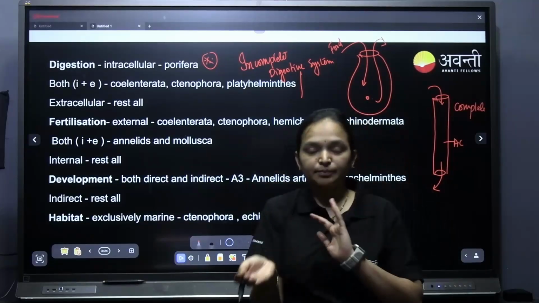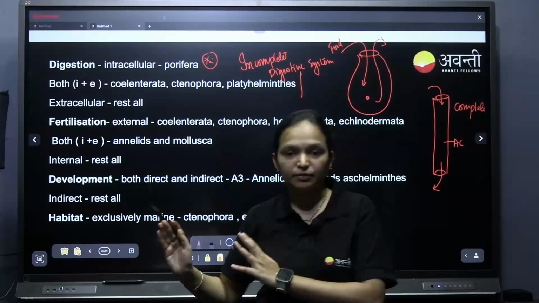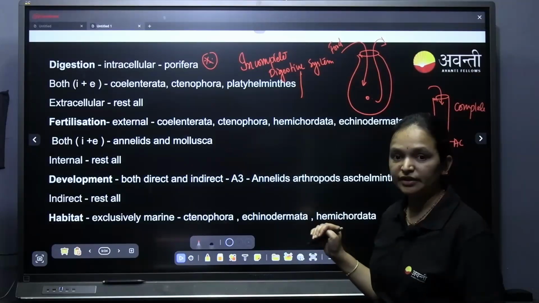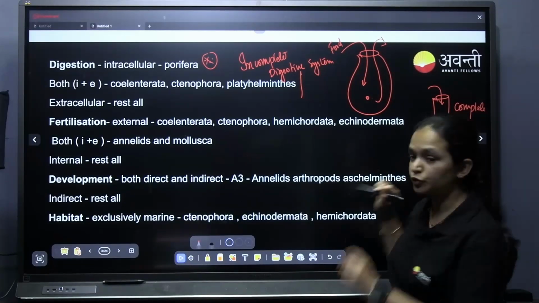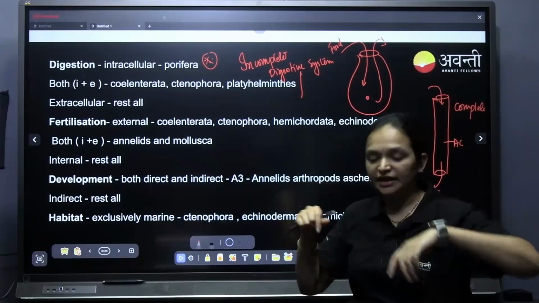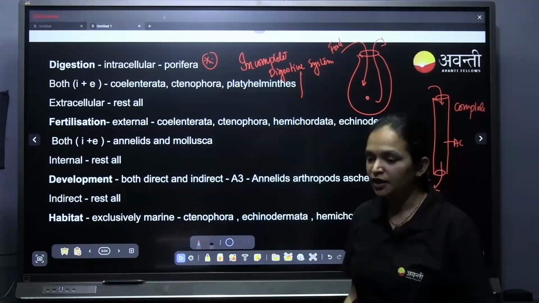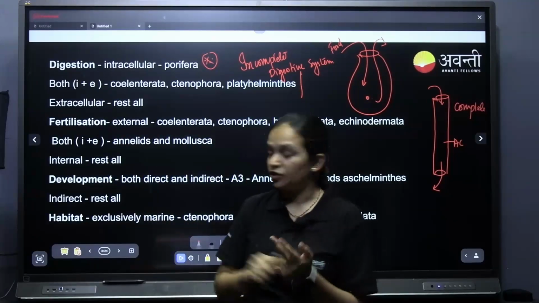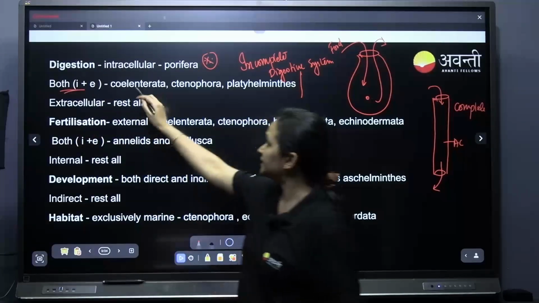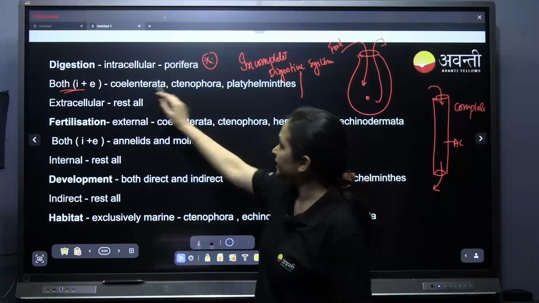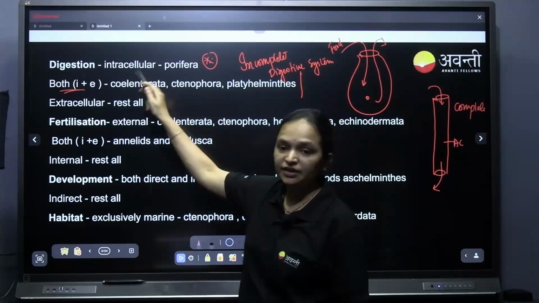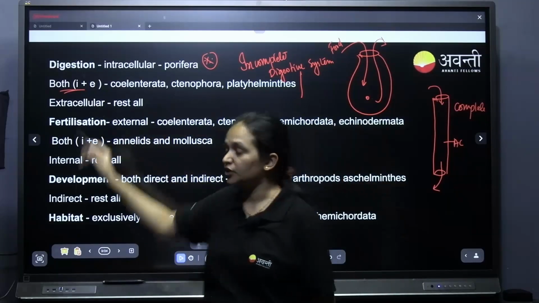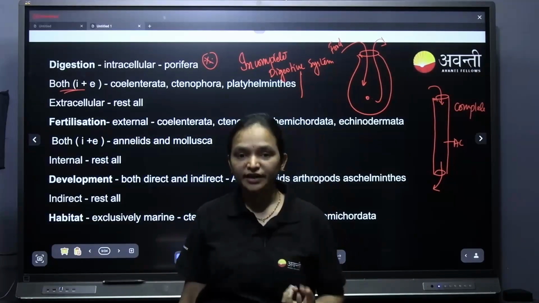platyhelminths. After platyhelminths, that is from aschelminths, we can see the complete digestive system. I mean complete digestive system in a sense they have two pores, one is for entering of the food, another one is exit of the excretory materials. And we can see both intracellular and extracellular, both types we can see in CCP, that is coelenterata, ctenophora and platyhelminths continuously, from porifera, next coelenterata, ctenophora, platyhelminths still, and extracellular in a sense they have an alimentary canal.